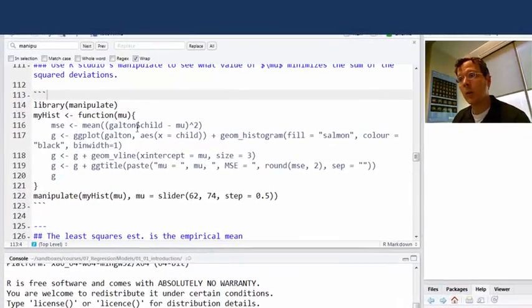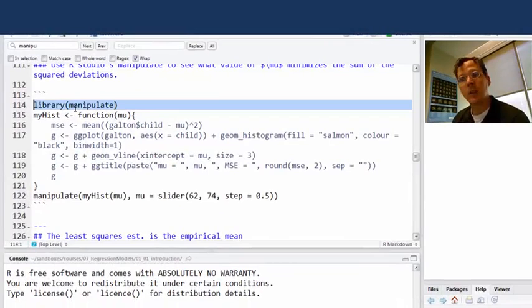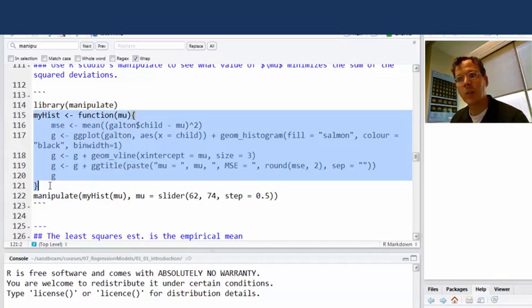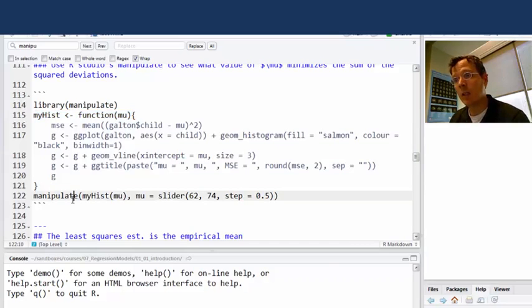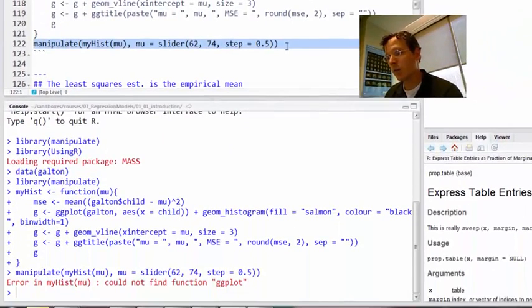So I've already loaded manipulate, but maybe I can do it again. I've loaded the data set Galton, and I've defined a histogram function here that executes the ggplot commands to draw my histogram, and it takes as an argument mu, the parameter that we're trying to find. So let me try my manipulate command here. Oh, I don't have ggplot2 loaded.